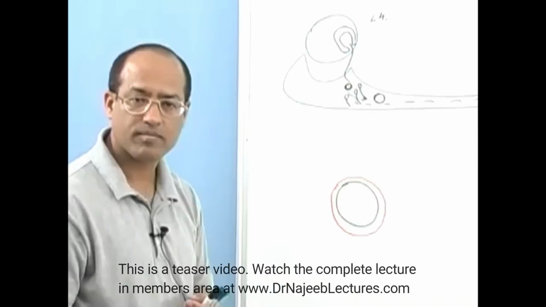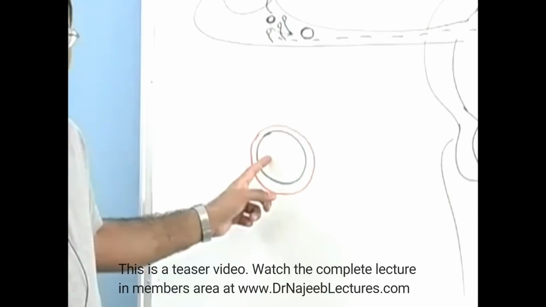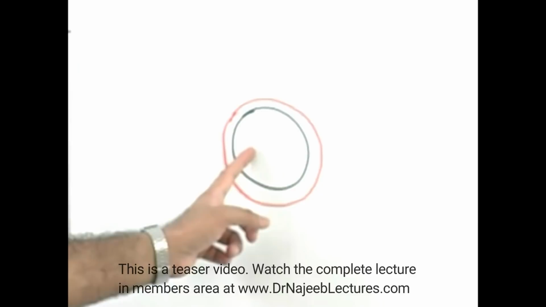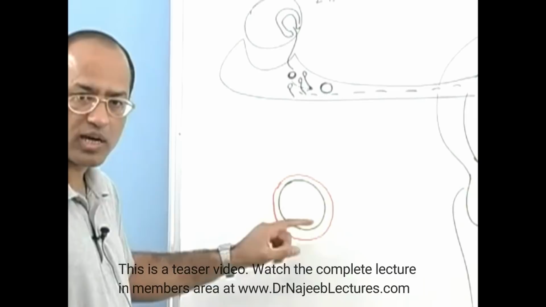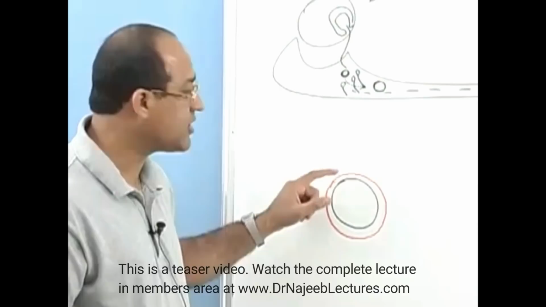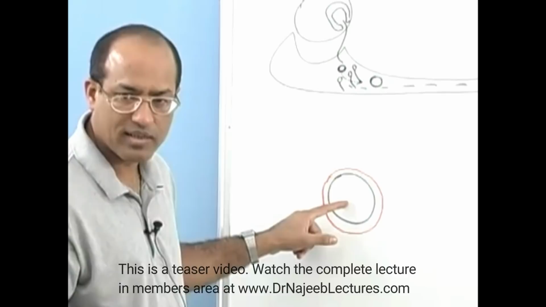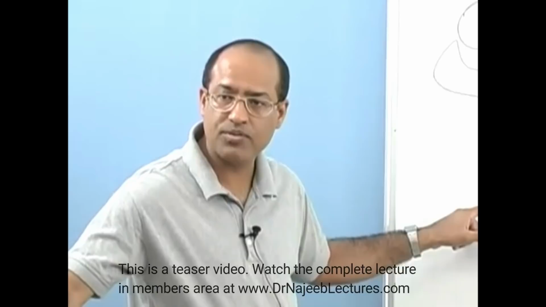Now the first stage is that as soon as the ovum is fertilized, it completes its second meiotic division. This point is very important. Attention please. When the ovum is released, it has a cell membrane, the zona pellucida, and corona radiata cells around it. At that time it has completed its first meiotic division but not yet its second. The ovum is stuck at the metaphase of the second meiotic division.